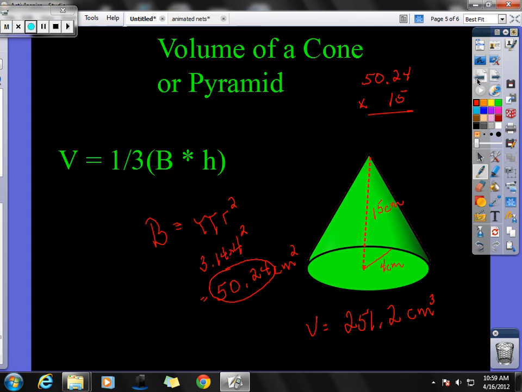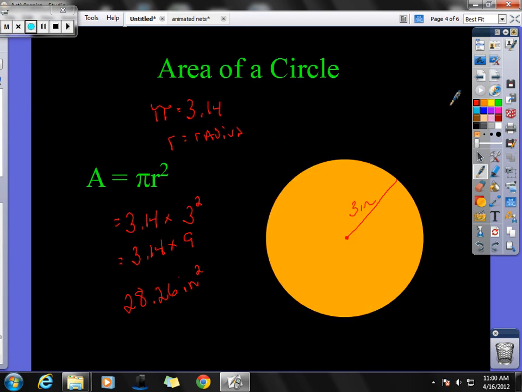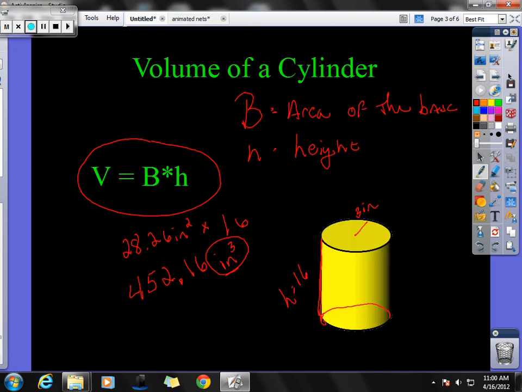When we're dealing with volume, we're always using the equation volume equals big B times little h, where big B is the area of the base, h is the height. If we're working with cylinders, the area of the base is a circle, and the area of a circle is calculated by using that equation right there. Area equals pi r squared. Once you calculate the area of the base, then you multiply that by the height. That will give you your volume of the cylinder.